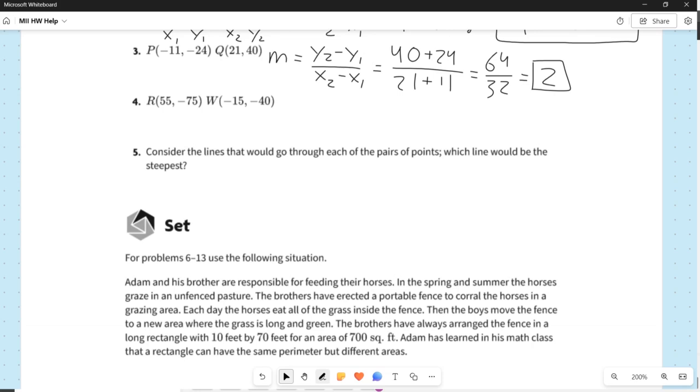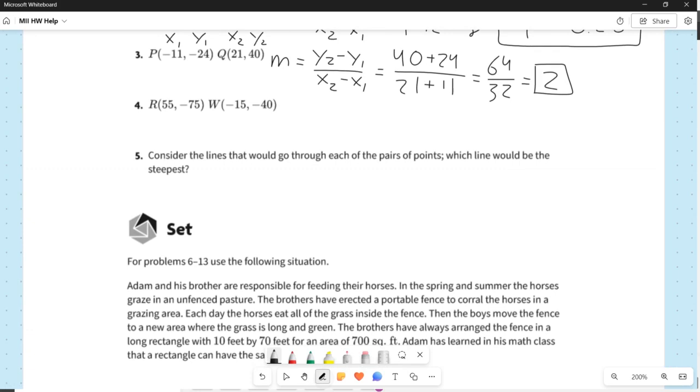Number 4. Oh, one day I'll stop doing that. m is, as always, y2 minus y1 over x2. That's an x. Let me redo that. x2 minus x1. 55 is x1, negative 75 is y1, negative 15 is x2, and negative 40 is y2.